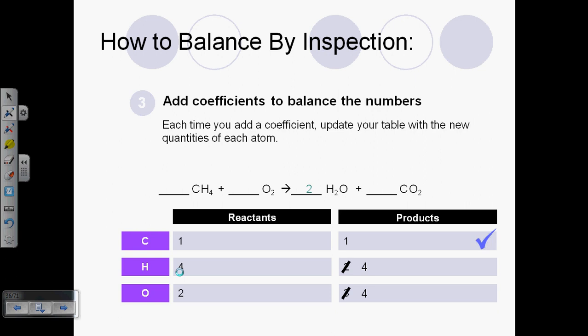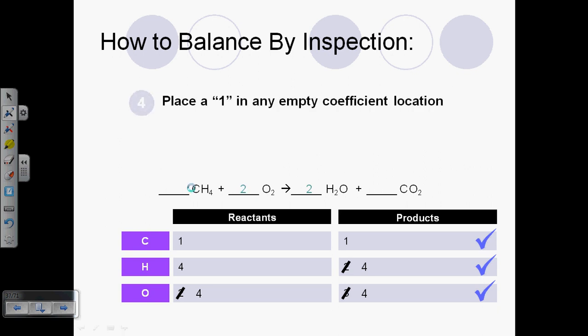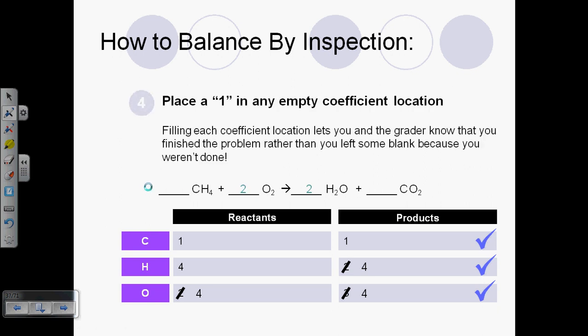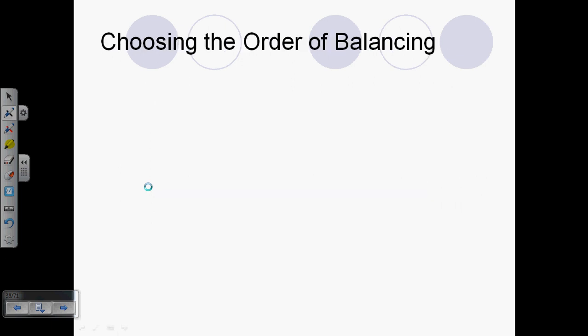So now we have 4 hydrogens on each side, but what you also have to do is take the 2 times the oxygen. So now we have 2 oxygen here because there's a coefficient in front of it. We also have 2 oxygens here, so that gives us 4 oxygens. This side we only have 2 oxygens, so we have to balance that out by putting a 2 for our coefficient there to get a total of 4 oxygen altogether. And then that's our last step. We would put a 1 in for anything that's not balanced out.